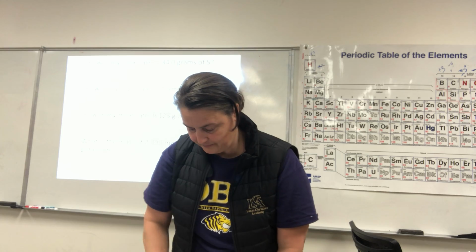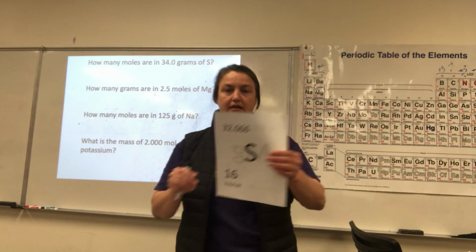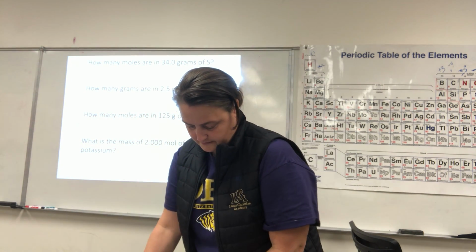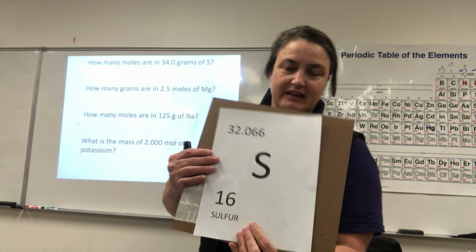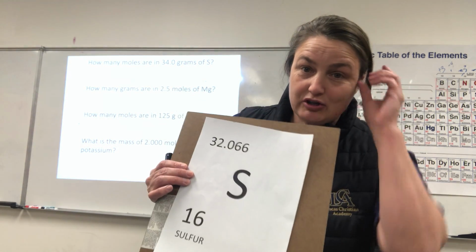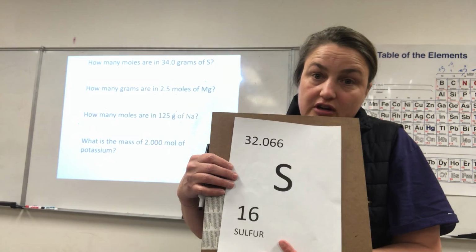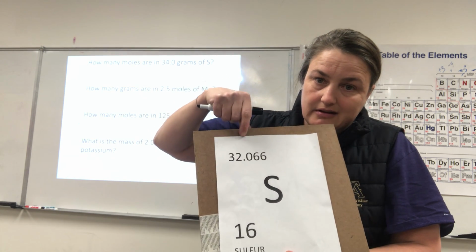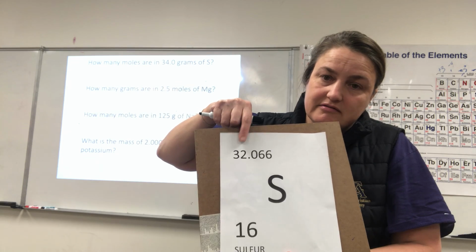Stand by. Instead of looking over here, I'm going to have this right here. I think you can see it better if I hold it like this. So we're going to look at our periodic table of elements to solve this. The ratio that we can create is 1 mole of sulfur equals 32, let's just round it to 32 grams.